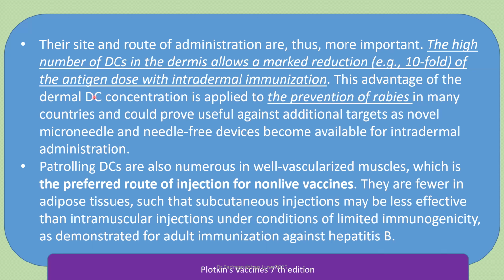They are fewer in adipose tissues, such that subcutaneous injection may be less effective than intramuscular injection under conditions of limited immunogenicity, as demonstrated for adult immunization against hepatitis B. Anyway, this is very clear: whether IM is better than intradermal or intradermal is better than IM, they are talking in between. They say that with intradermal, a 10-fold lower dose is enough.